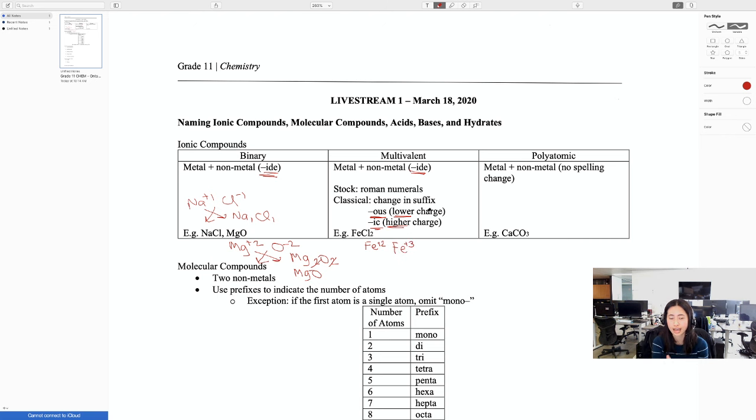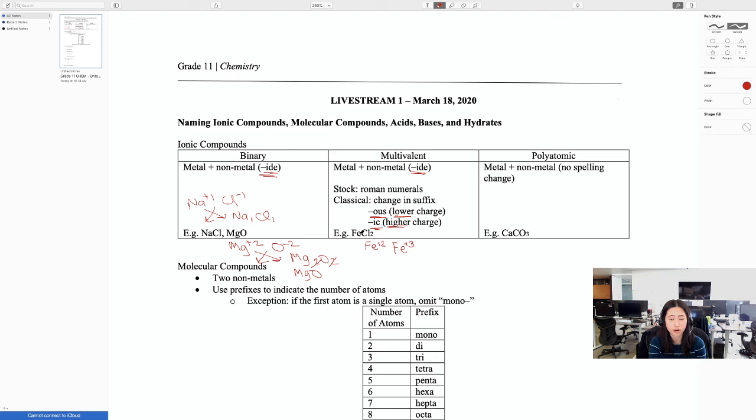So on your test or your final exam, I think you need to know what the charges are for your most common multivalent metals, because I don't think you're going to be provided with that. So just make sure you know that. So how do I know whether iron carries a charge of +2 or +3?